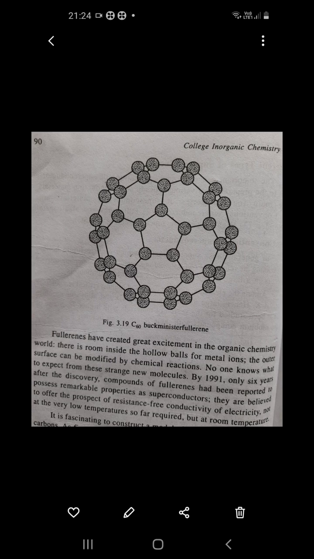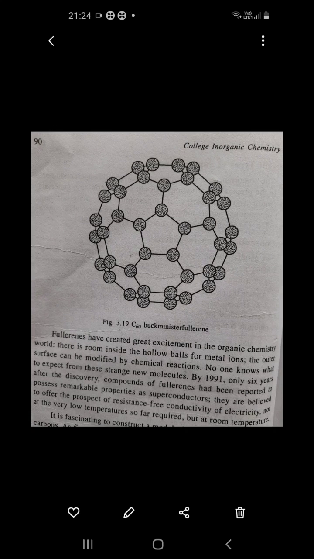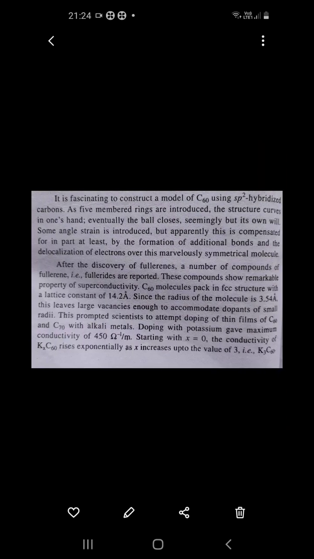So fullerenes have been discovered so far in the universe. Look at the structure of fullerenes. It is soccer ball like, or a buckyball. It has a hollow room inside the ball where a metal ion can be trapped. The outer surface of that fullerene shows chemical reactions like benzene, and that's why it also has the phenomenon of superconductivity. In fullerene C60 there are sp2 hybridized carbons, and because of that five-member rings are introduced. The structure curves in one direction.